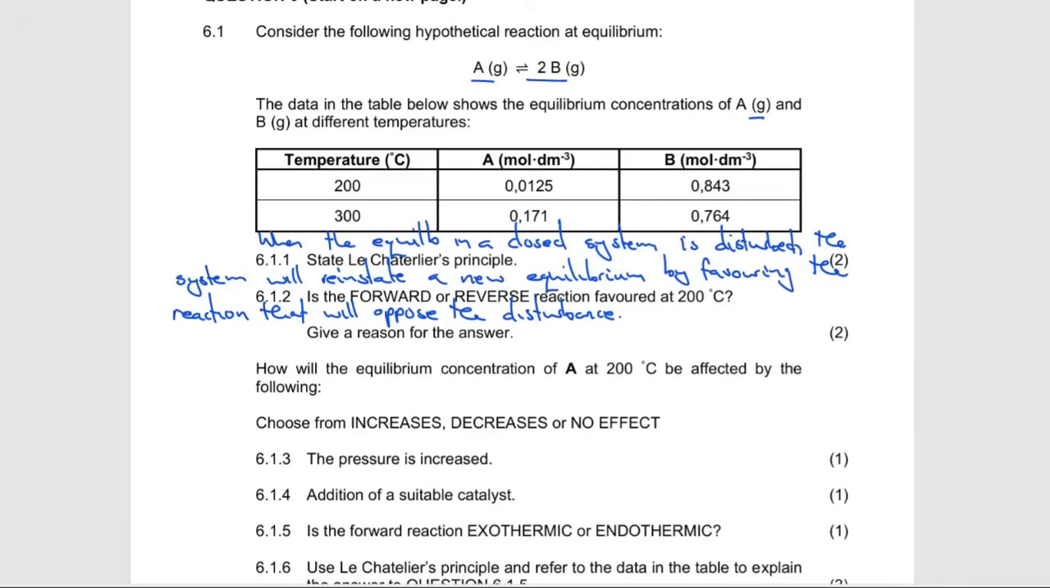We were supposed to state the Le Chatelier principle. Then question 6.1.2 says, is the forward or reverse reaction favored at 200 degrees, right? So in terms of our answer there, I'm going to say forward reaction. Therefore, now why is that so? The equilibrium concentration of B is higher than A.